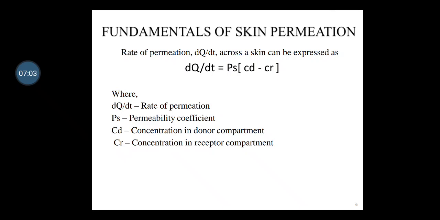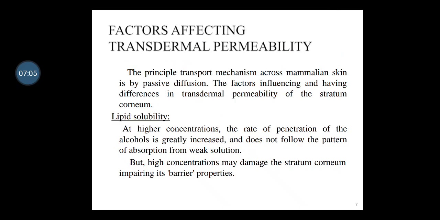Okay. Next are the factors which affect the transdermal permeability. Basically there are different types of factors, but the principal transport mechanism across mammalian skin is by passive diffusion. These are the factors which influence and cause differences in the transdermal permeability of the stratum corneum.